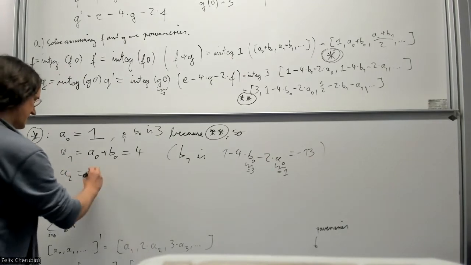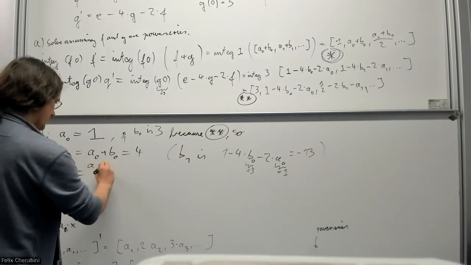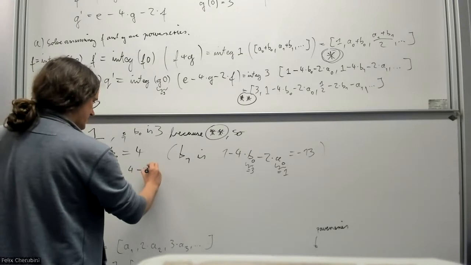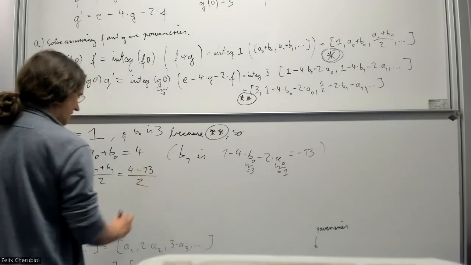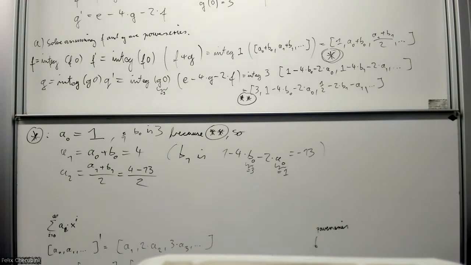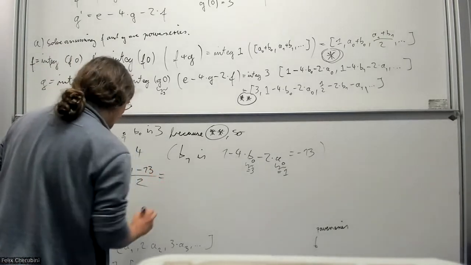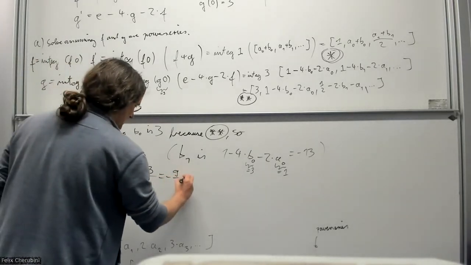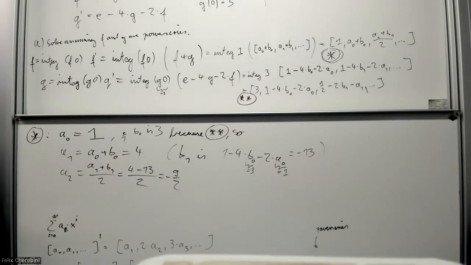Okay, so A2 is A1, which we know, plus B1, which we just calculated. So A1 is 4 minus 13 divided by 2. Okay, we are done. I mean, we can still simplify this one, so it's minus 9/2. But those are the first 3 coefficients. Good. Okay, any questions before I erase that for the next part of the exercise?